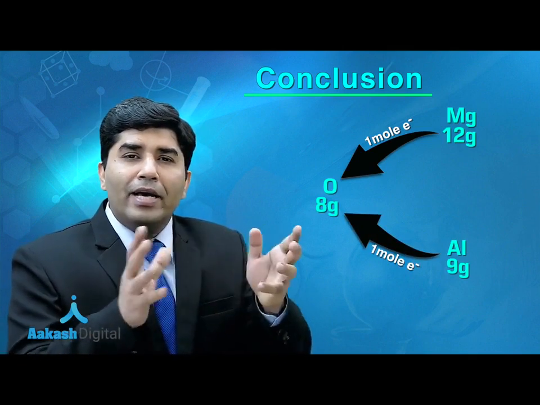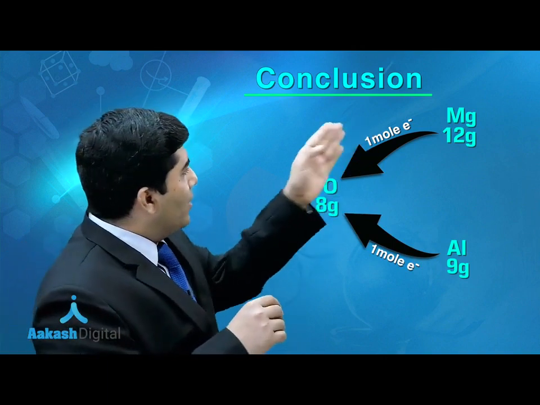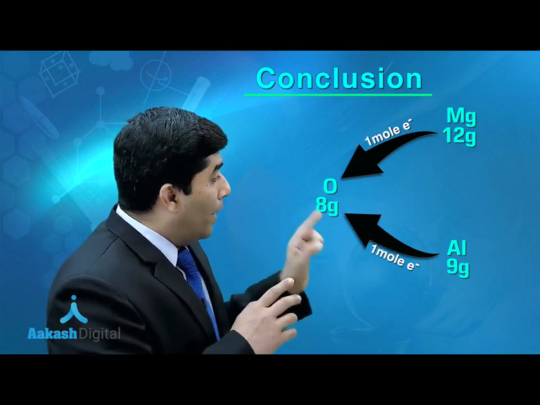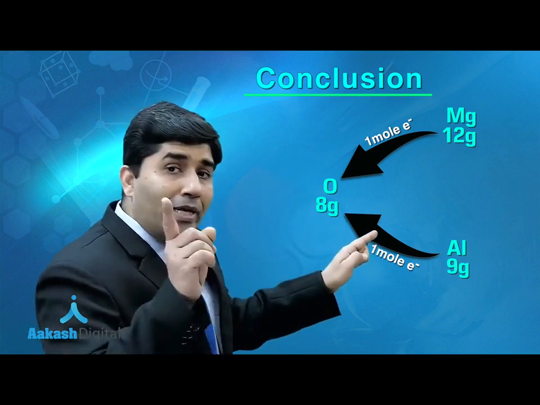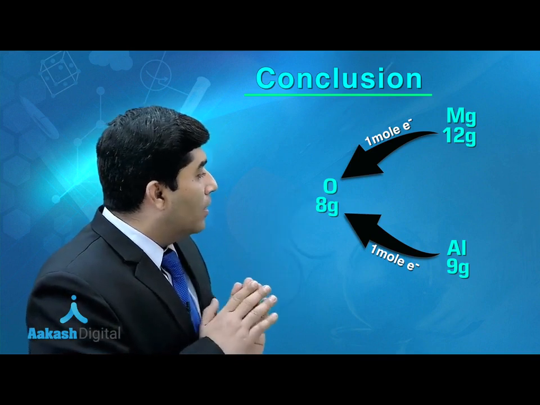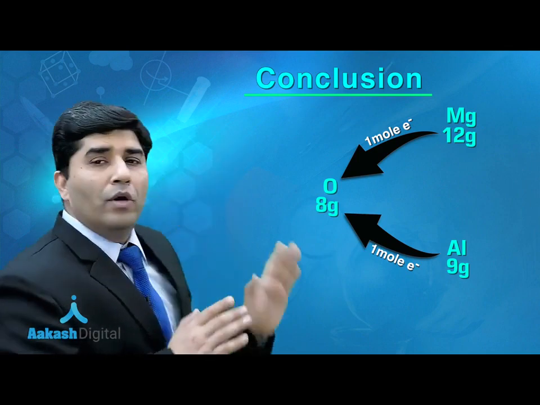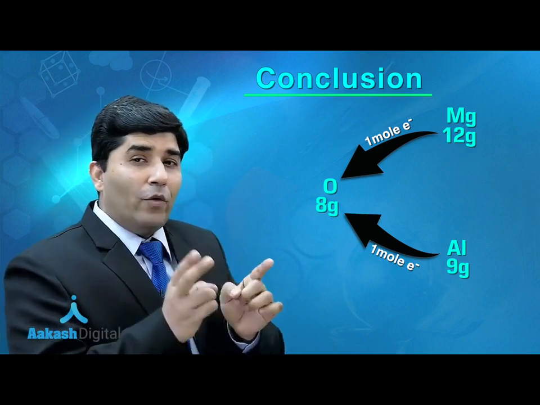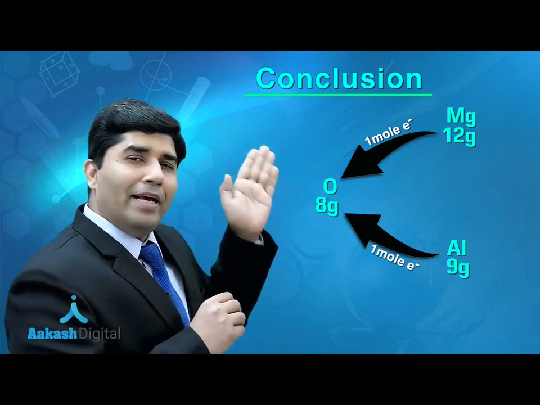So what are they doing? They are playing the same role. Now we know that 12 is not equal to 8 and that is not equal to 9. But 12 gram of magnesium is equivalent, not equal, to 9 gram of aluminium, and that is equivalent to 8 gram of oxygen. So their equivalent weights are 12, 9 and 8.